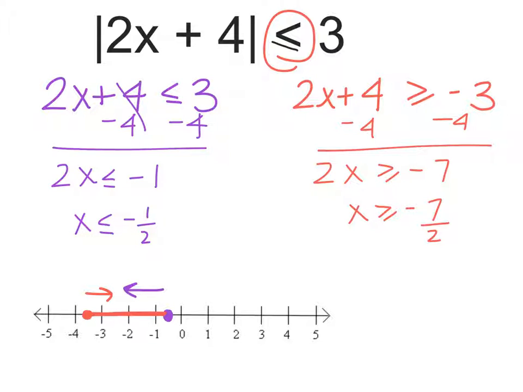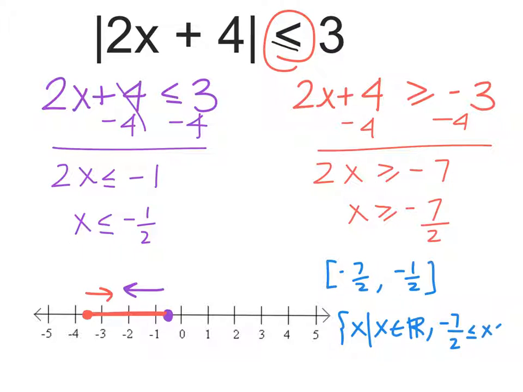So when I write my interval, it's going to go from -7/2 to -1/2 inclusive, and then set builder, x is an element of all real numbers, and we can include this in one inequality, so -7/2 is less than or equal to x, which is less than or equal to -1/2. Fit in that curly Q in there.